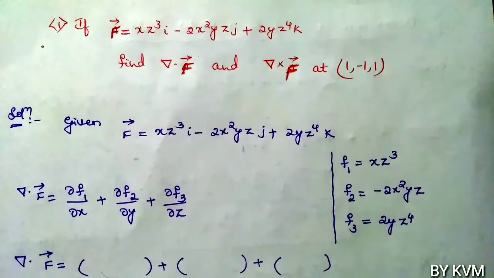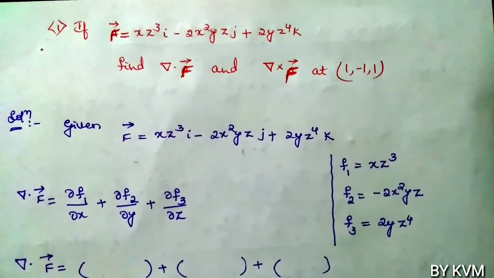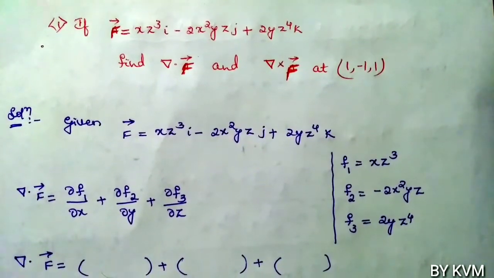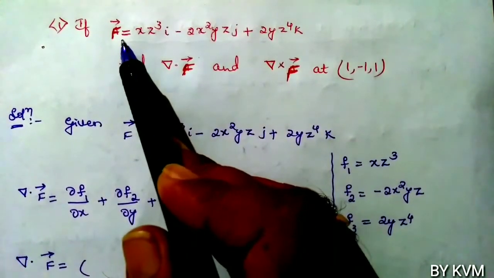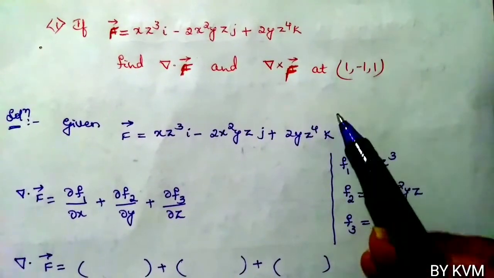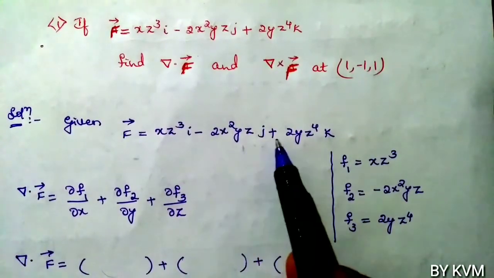Now let us solve problems on divergence and curl. If vector f equals x z cube i minus 2x square y z j plus 2y z power 4 k, find del dot f, that is divergence of vector f, and del cross f, that is curl of vector f, at the point (1, -1, 1). So for the given vector f, we have to find divergence and curl at the point (1, -1, 1). The given vector f is x z cube i minus 2x square y z j plus 2y z power 4 k.